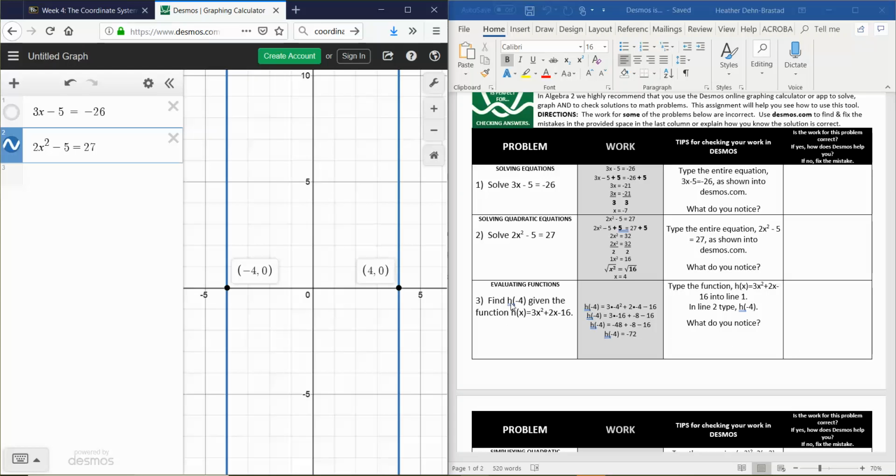This one says find h of negative 4 given the function. So this is where you would replace all the x's with negative 4. And they did that here. And then you can check and see if they got the right value.